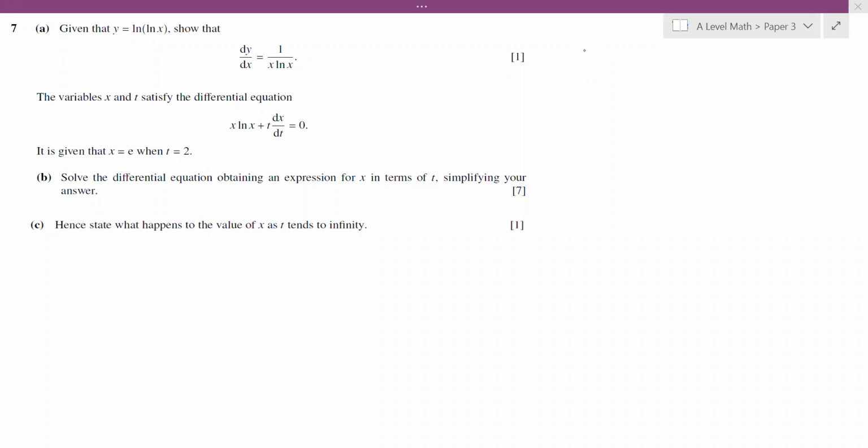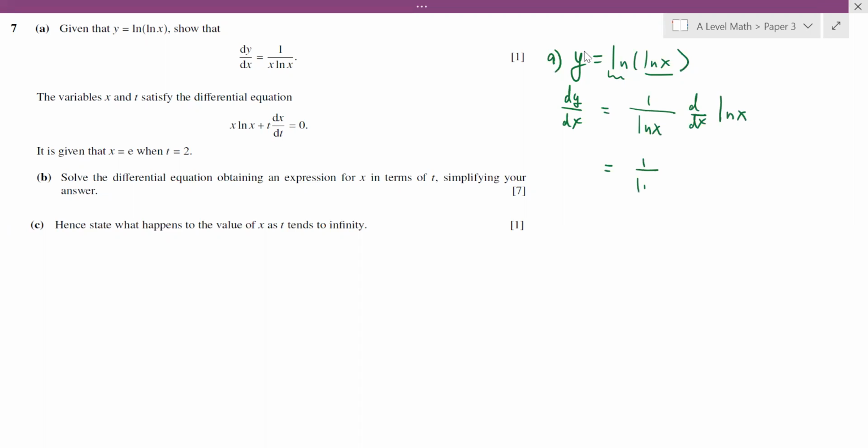Given that y equals ln of ln x, we need to show that dy/dx is 1 over x ln x. So if y is ln of ln x, where ln x is the inner function, then to find dy/dx, the outer function is ln, which will give us 1 over ln x. And then we differentiate the inner function.